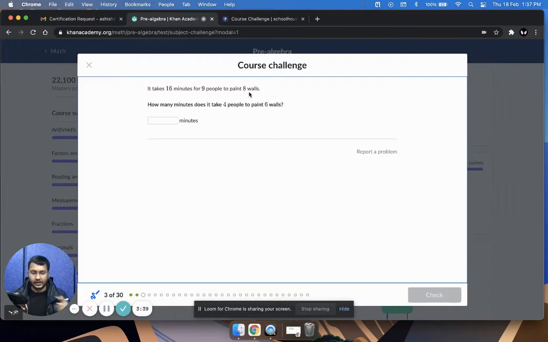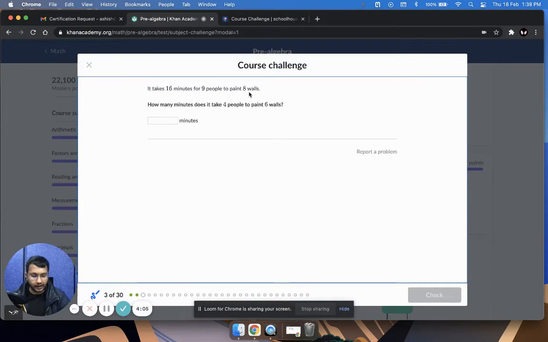Now let's see how many minutes it takes to paint just one wall. So 144 divided by 8. I'll break 144 back down to 16 times 9. So 16 times 9 divided by 8: 16 divided by 8 is 2, and 2 times 9 is 18. So it takes 18 minutes to paint one wall.